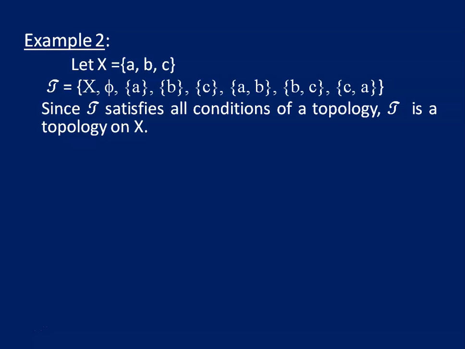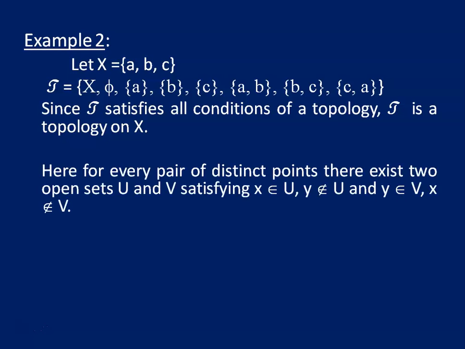Now let us check whether this topological space is a T1 space or not. Here, for every pair of distinct points x and y, there exist two open sets U and V such that x belongs to U, y doesn't belong to U, and y belongs to V, but x doesn't belong to V. If we take the pair of points a, b, for a we have the open set {a}, which doesn't contain b, and for b we have the singleton open set {b}, which contains b but not a. Similarly, for b, c, we have the open set {b}, which contains b but not c, and the open set {c}, which contains c but not b.